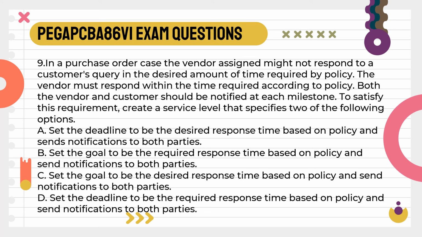A. Set the deadline to be the desired response time based on policy and send notifications to both parties. B. Set the goal to be the required response time based on policy and send notifications to both parties. C. Set the goal to be the desired response time based on policy and send notifications to both parties. D. Set the deadline to be the required response time based on policy and send notifications to both parties.